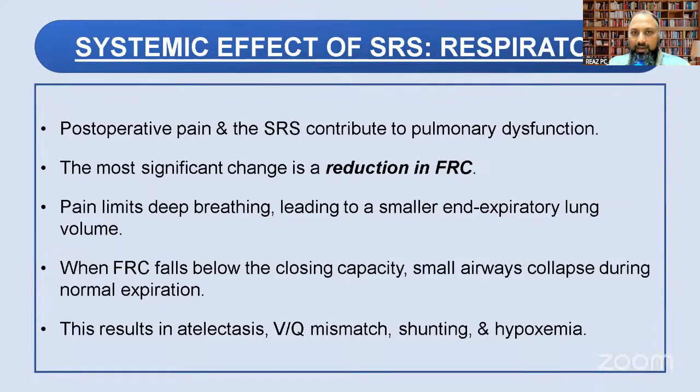The effect of the stress response to surgery on the respiratory system leads to pulmonary dysfunction. It is also contributed to by postoperative pain. The most significant change is a reduction in functional residual capacity. Pain limits deep breathing, especially after thoracic and abdominal surgery, which leads to a smaller end expiratory lung volume. When functional residual capacity falls below the closing capacity, there is closure and collapse of the small airways during normal expiration, which results in atelectasis, ventilation perfusion mismatch, shunting, and hypoxemia.